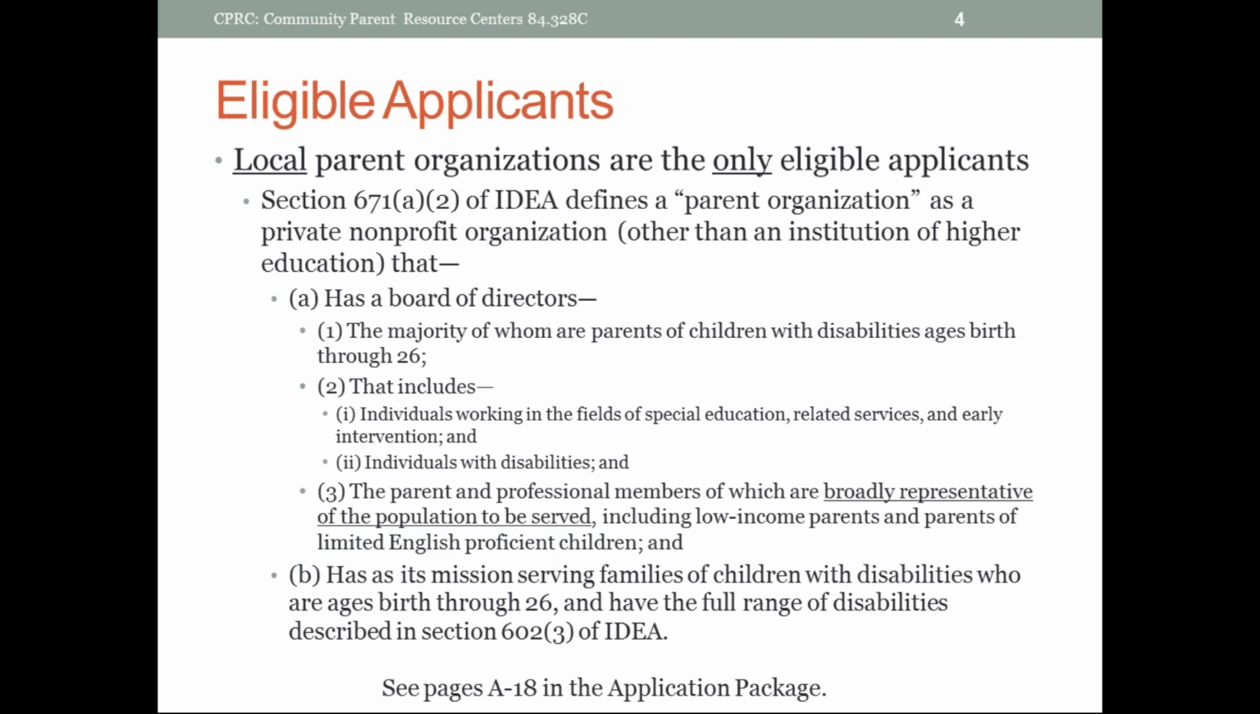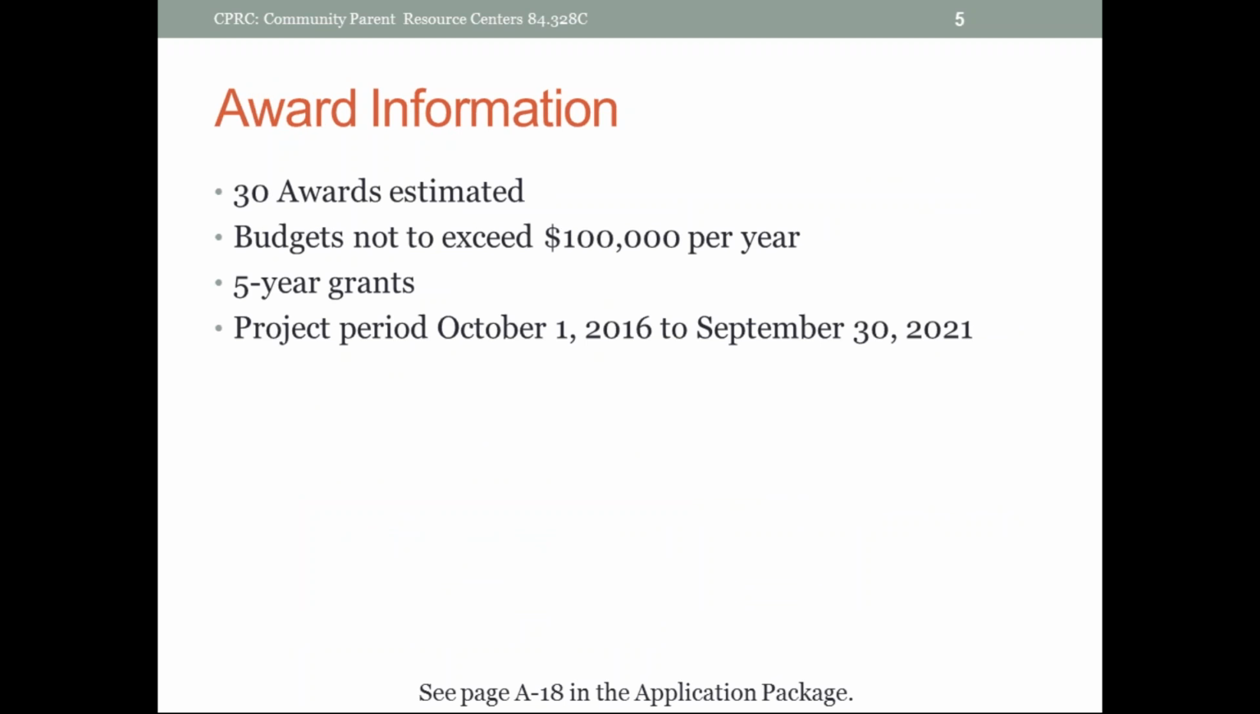Let me go on to the next slide. So some award information. We are planning to award roughly 30 awards throughout the country. The budgets cannot exceed $100,000 per year. These are going to be 5-year grants, and the project period for these grants, if they could go on the entire 5 years, would be to begin on October 1st of this year, 2016, to September 30th, 2021.